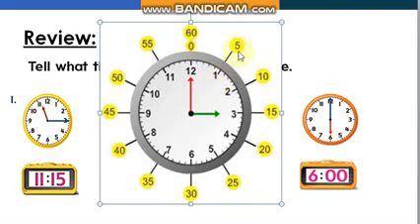5, 10. Okay, 5. We add 5 more, so it becomes 10. 10, and 5 more, 15. 20, 25, 30, 35, 40, 45, 50, 55, and finally 60. So the long hand will turn 1 time around the analog clock to make 1 hour.